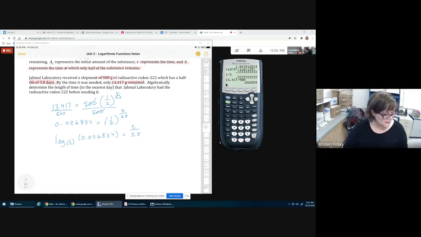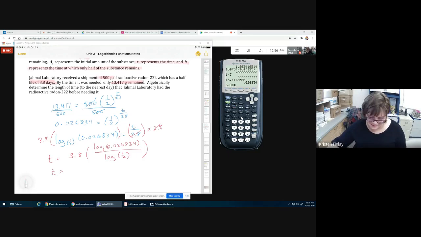Now we want to get rid of that 3.8. So let's multiply both sides by 3.8, right? Okay, so it'll divide out on this side. So I will have t is equal to 3.8. And remember, we can change this log to log of 0.026834 over log of 1/2. Find our log laws, right? And it's times 3.8. So let's put that in.